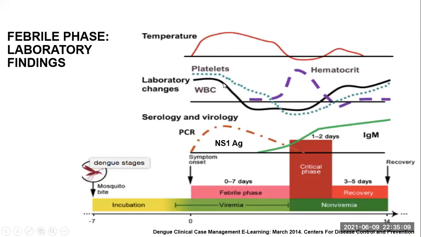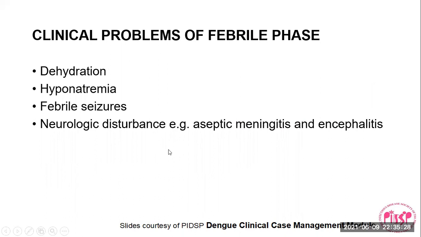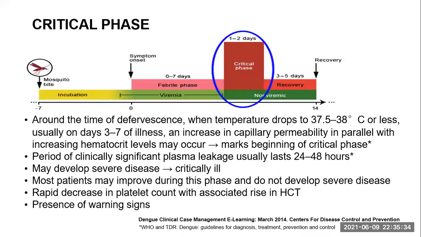So again, in the febrile phase, the laboratory findings are as follows. There could be a decreasing trend of platelet and WBC, and this is also the time that the virus can be detected via PCR or via the NS1 antigen test. So what are the clinical problems during the febrile phase? There could be dehydration, hyponatremia, there could be febrile seizures, and neurologic disturbances.